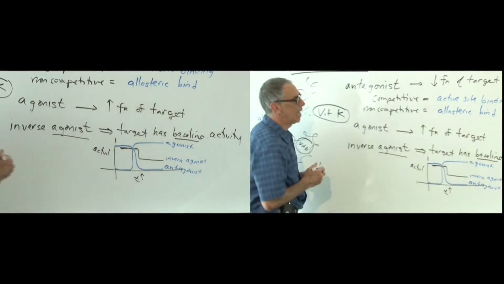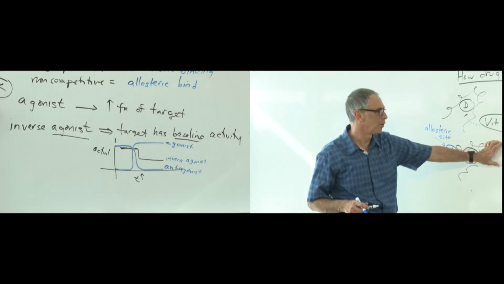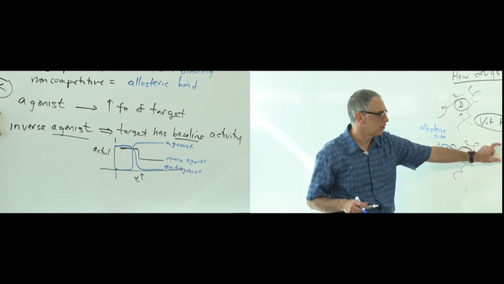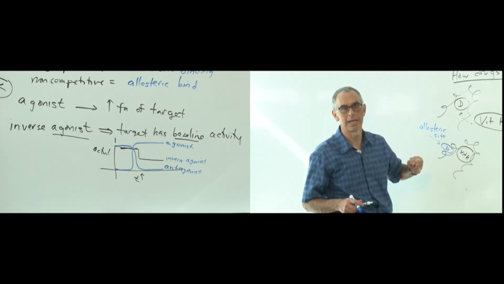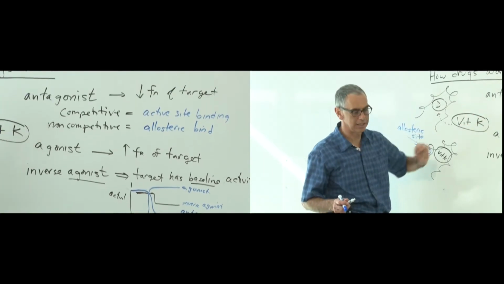The Wikipedia entry on inverse agonist, which I've recently reviewed, is pretty good. So if you want to learn more about that, it's just to show you that things can get complicated. I think for most of pharmacology, the idea of antagonism and agonism is what you need.